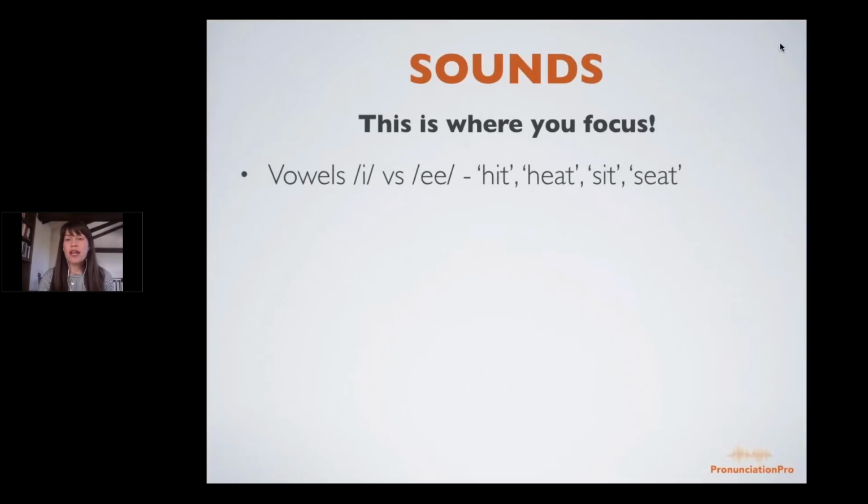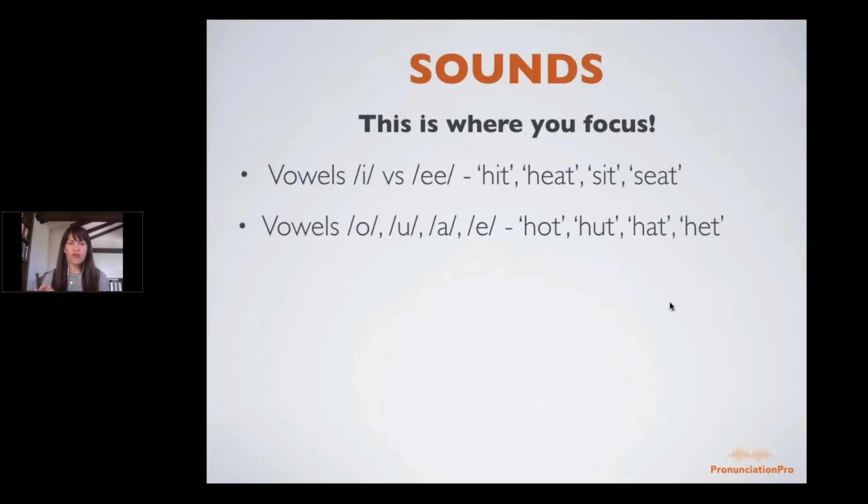Okay, so the first one is vowels. The vowels I and E, so short I, long E. The difference between hit, heat, sit, seat. We'll be going into this in detail. I just wanted to give you an overview here.